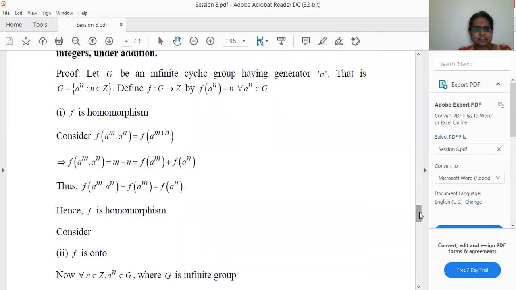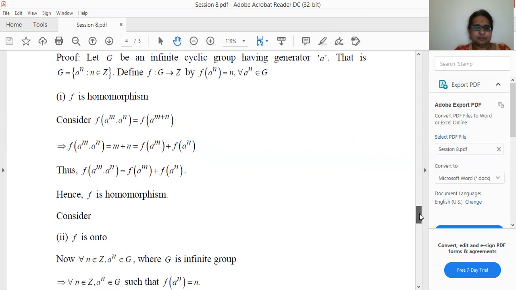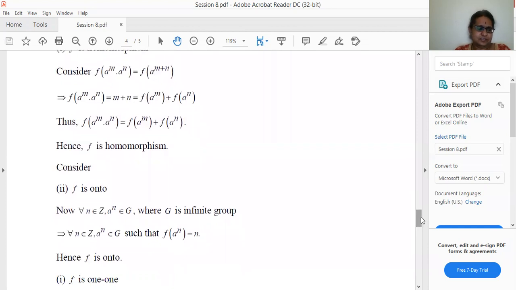Now show that it is onto. Now consider an element in the codomain. That is, for all n belonging to Z, a power n belongs to G, where G is an infinite group. So we are taking an integer which belongs to Z. If we take an integer which belongs to Z, there exists a power n which belongs to G, because G is a cyclic group and it is an infinite cyclic group. So this implies for all n belonging to Z, there exists a power n belonging to G such that f of a power n is n.